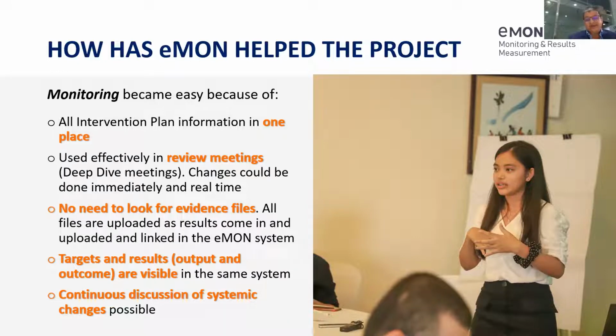And the beauty is there have been instances where we found some numbers that didn't make sense, outlier numbers, and then we could trace that back quite easily instead of having to dig through a lot of files, Excel files or Word documents, to find out where the problem comes from. And the other part is, because the AAF framework is part of the e-MON system, it also helps us to have a continuous discussion on systemic change, because at the end of the day, that's what we're essentially trying to work towards.